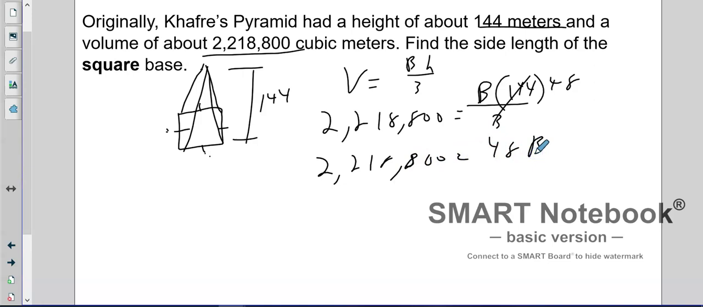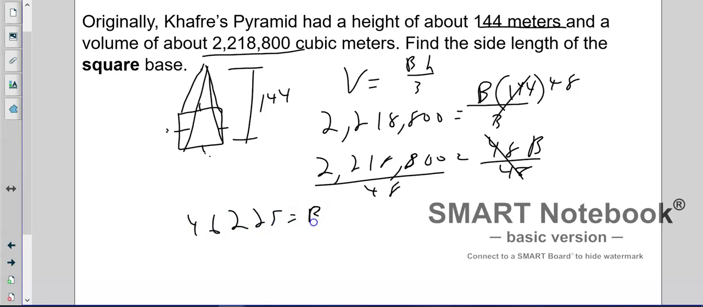To get B by itself, we're going to divide by 48. Now remember, we're solving for B, capital B, which is the area of the base. So 2,218,800 divided by 48 is 46,225. Now remember, that equals the area of the base.